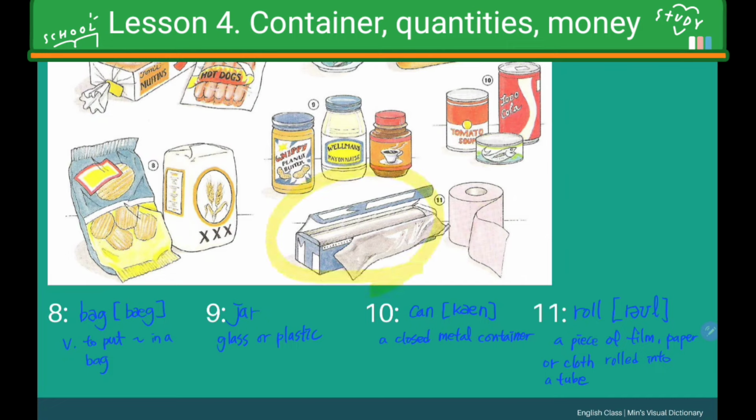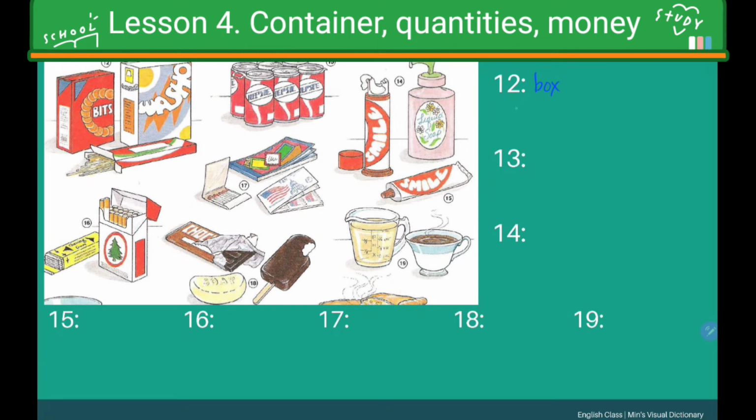All right, number 12, we have box. And we use this for noodles, cereals, or even spaghetti. Okay?